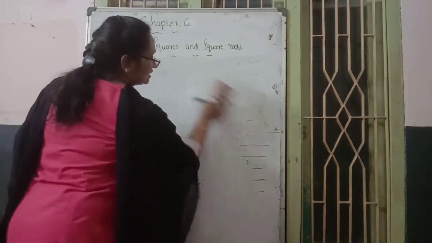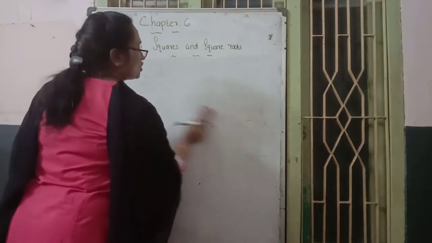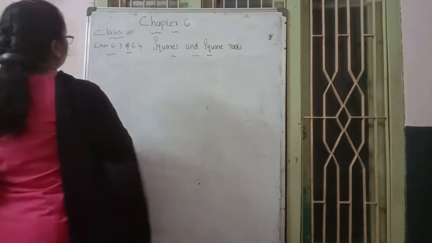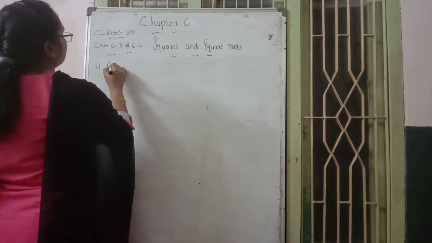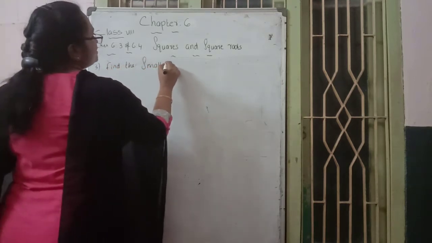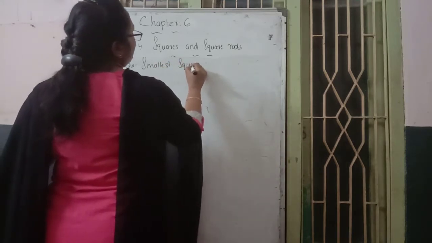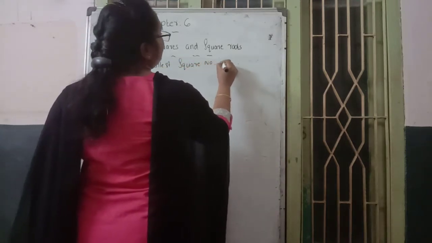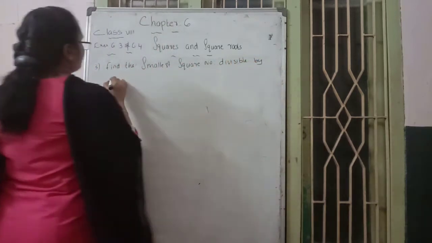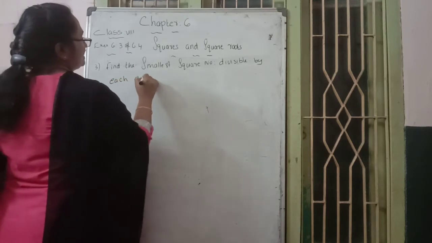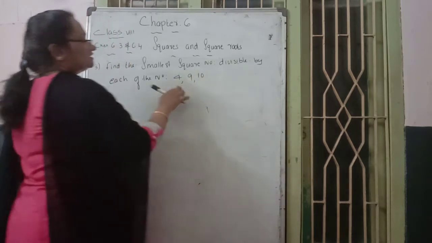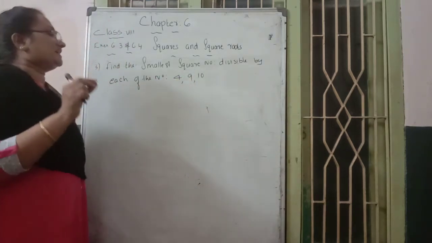The next: find the smallest square number. Third question: find the smallest square number divisible by each of the numbers. The numbers are given as 4, 9 and 10. Then which is the smallest square number?